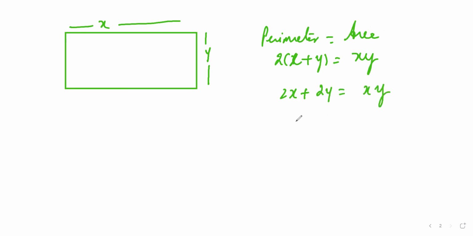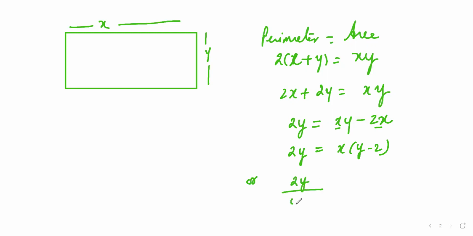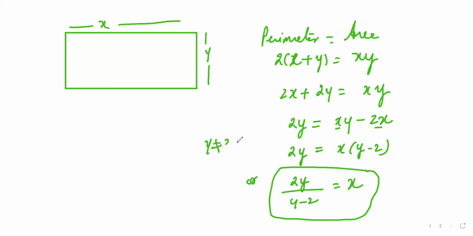Or I can say 2y is equal to xy minus 2x. Or I can take x common: 2y is equal to x into (y minus 2), or 2y by (y minus 2) is equal to x. If you look here, what does this tell me? That x has to be an integer and y has to be an integer, and y can't be equal to 2. Why should y not be equal to 2? Because the denominator becomes 0, isn't it?